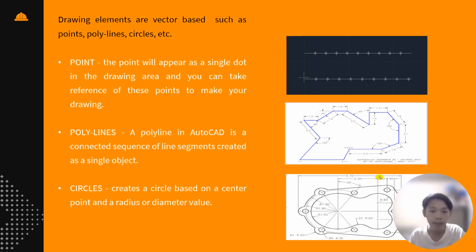So lastly is circle. In AutoCAD, you can create a circle based on a center point and a radius or a diameter value. So as you can see sa example picture natin is this is a representation of circles with different radius and different center points to create this kind of figure.